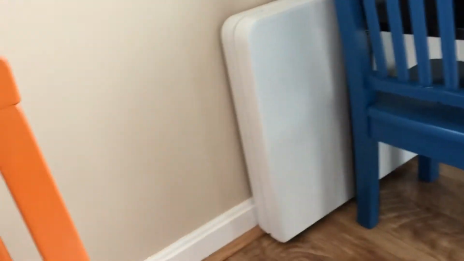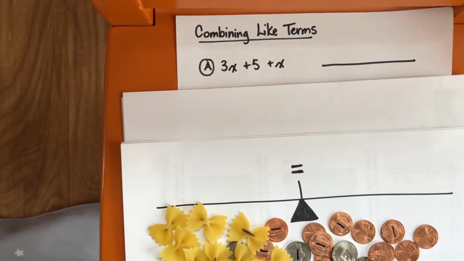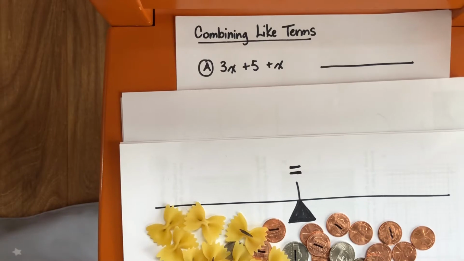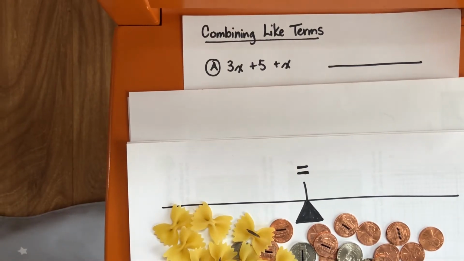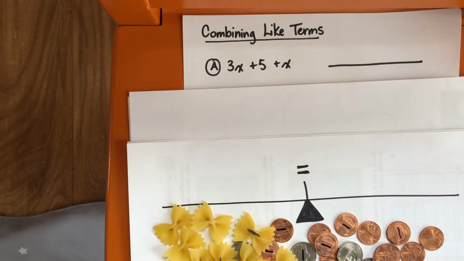Okay. We are going to start combining like terms because we only worked with one-step equations before. And in order to solve two-step equations and multi-step equations, we have to be able to turn something that looks a little bit complicated into something that looks a little bit simpler to solve.